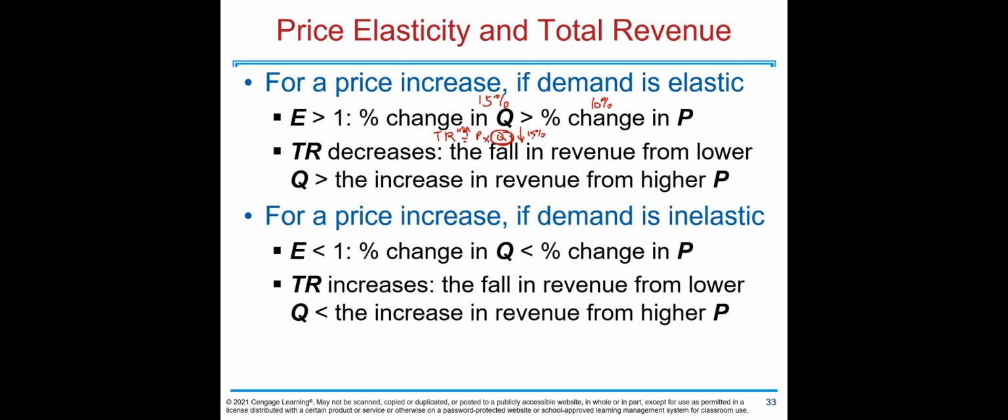For a price increase, if demand is inelastic, now again we are talking about price increase, in both cases price increase. This time quantity changes, let's say 5%, it decreases when the price increases 10%. In that case, TR, remember TR is P times Q, and quantity decreases 5%, the negative effect, but the price increases 10%. The increase in price dominates in this equation, therefore total revenue increases. The fall in revenue from lower Q is less than the increase in revenue from higher P.